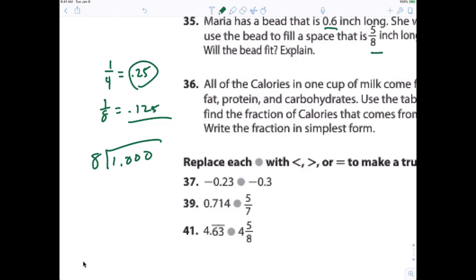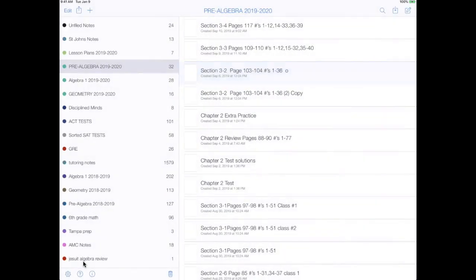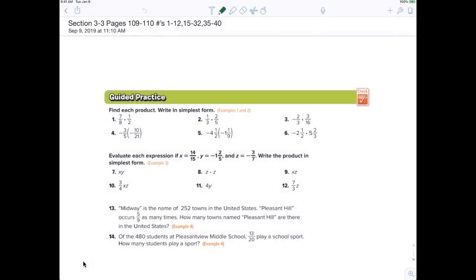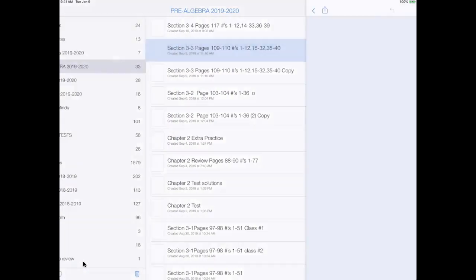All right. And now let's get started with today's assignment, which is, what did I say it was? Section 3.3? All right, so let's find 3-3. Okay, so here we go. 3-3.